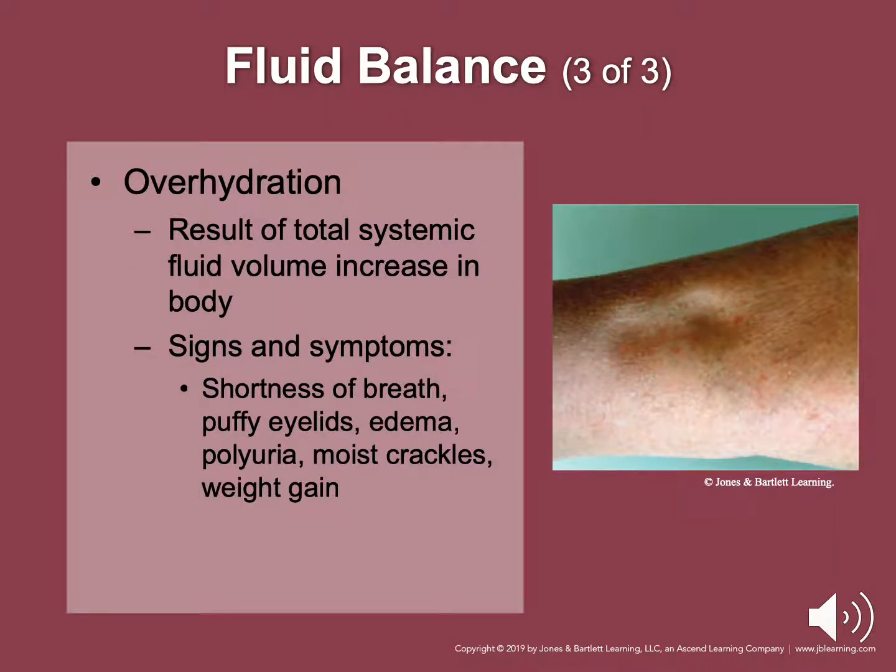Overhydration is a result of total systemic fluid volume increasing in the body. Fluid fills the vascular compartment, filters into the interstitial compartment, and is forced from the engorged interstitial compartment into the intracellular compartment. So the fluid basically backs up, resulting in cell death.